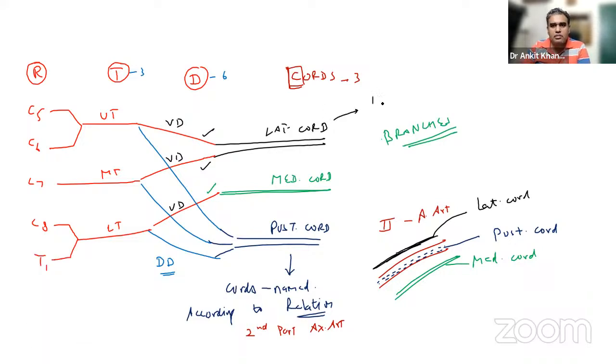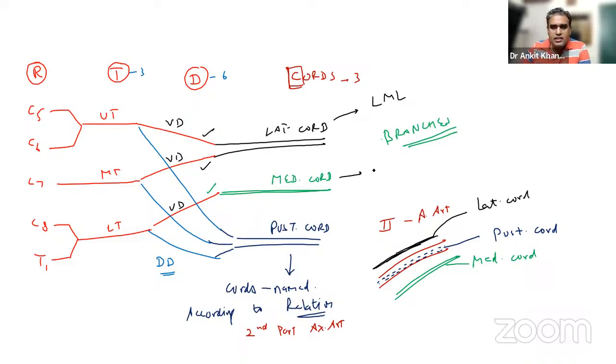Lateral cord will have 3 branches. The mnemonic is LML. I don't know how many of you have seen it, it's an automobile brand in India, LML. Normally scooters used to come, and a couple of decades back they had some motorcycles also. I can't recall the exact names of the motorcycles, but you can just search.